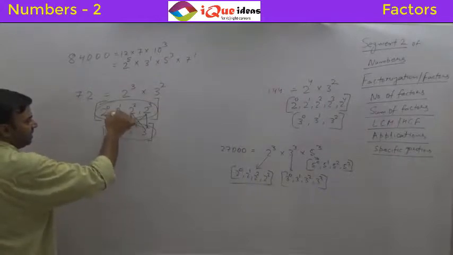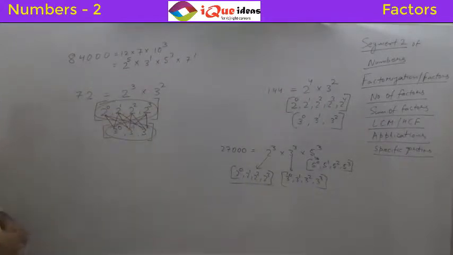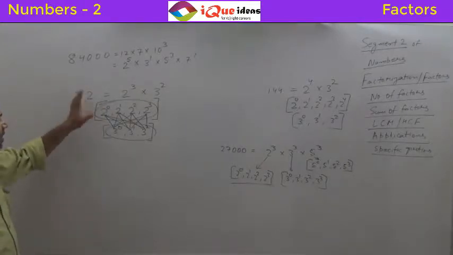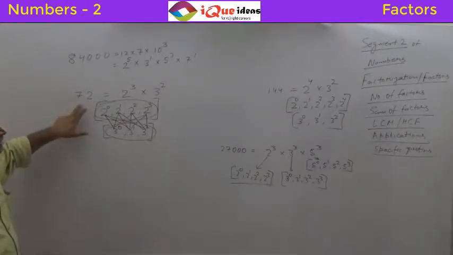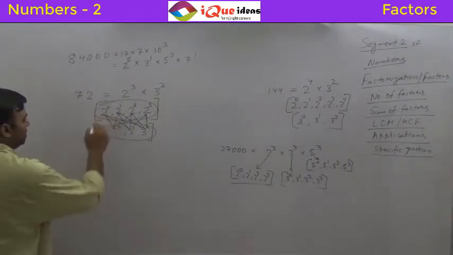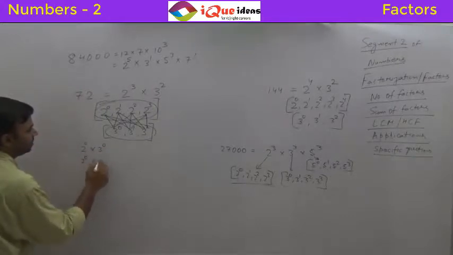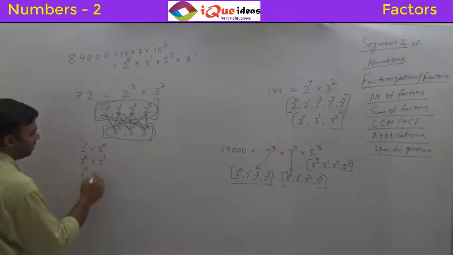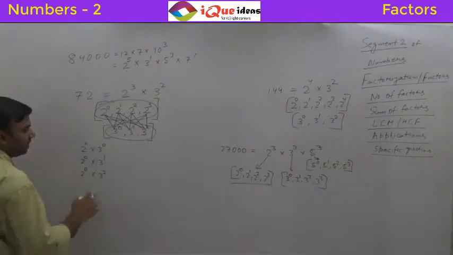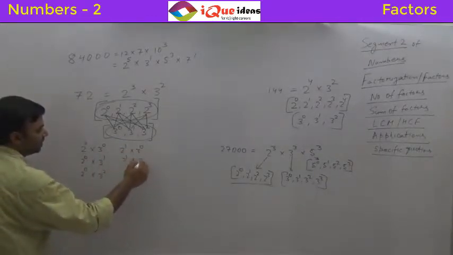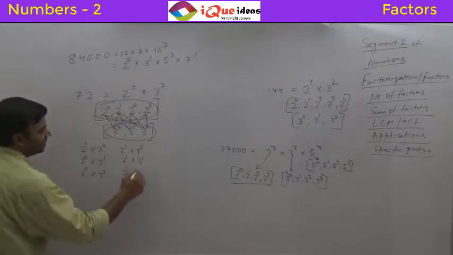Just try and understand what I'm trying to do here. What I'm doing is take anyone from this, take anyone from this, and you multiply. We already know that the total factors of 72 are 12. We have already counted earlier. Now you see, you just take 2 raised to 0 into 3 raised to 0. You take 2 raised to 0 into 3 raised to 1. 2 raised to 0 into 3 raised to 2. Right? Then you take 2 raised to 1 into 3 raised to 0, 2 raised to 1 into 3 raised to 1. These are all factors of 72.